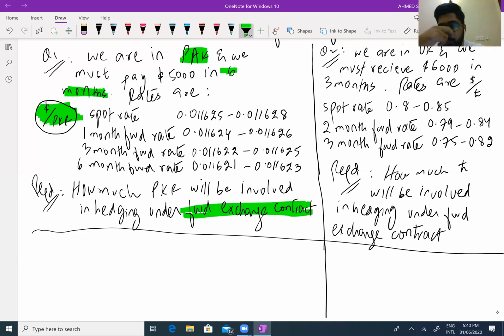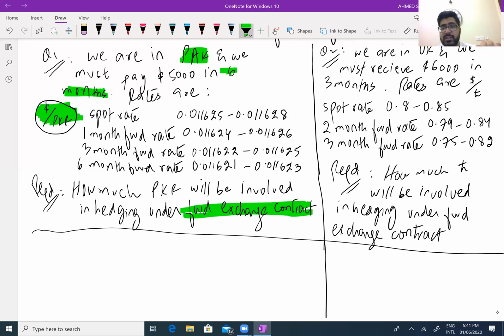Okay, spot rate, 1 month forward rate, 3 month forward rate, 6 month forward rate. How much PKR will be involved in hedging? Now, if I'm in Pakistan and I have to pay $5,000 in 6 months, there's always a risk that the rates may go up. What if you fix the rate with a forward exchange contract? That's what the question is asking. How much PKR will be involved in hedging under a forward exchange contract?